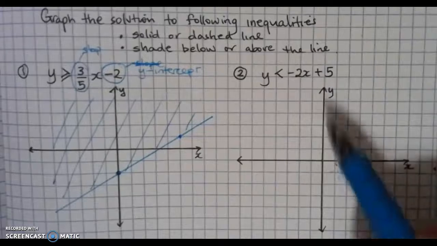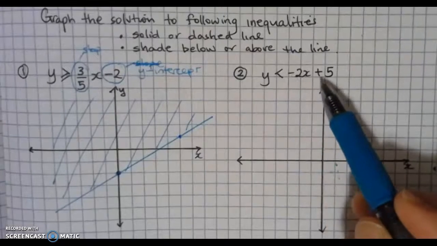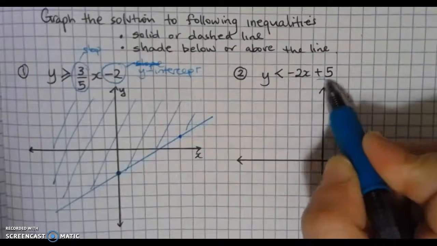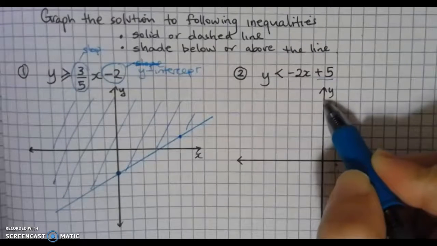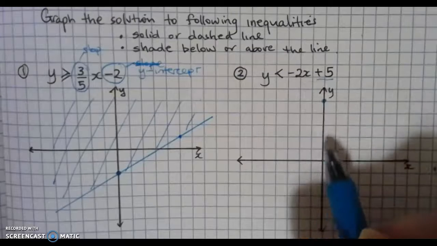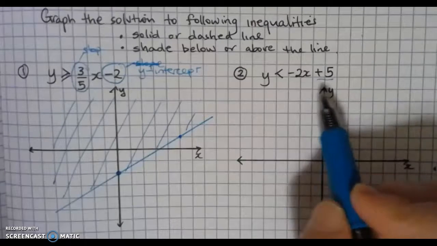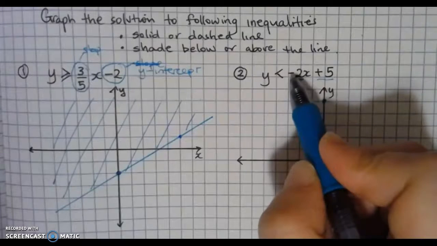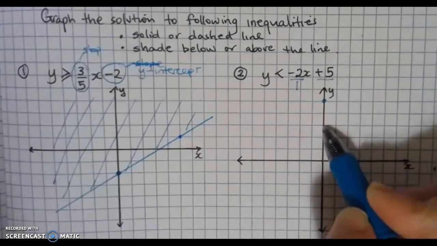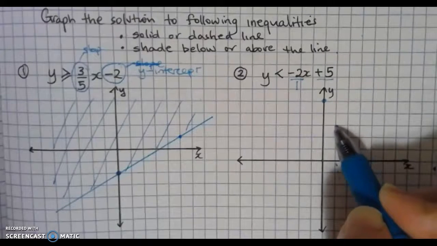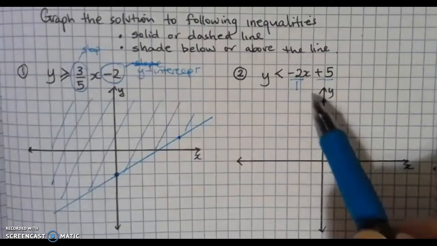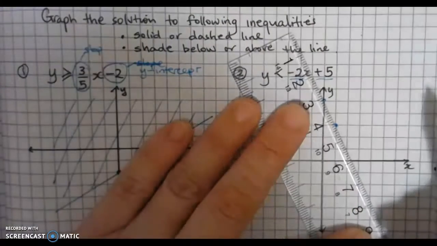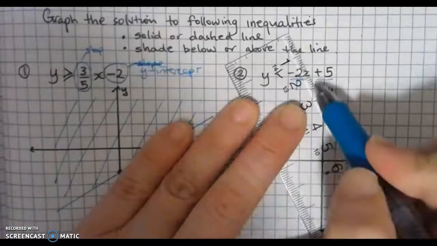Let's do the next problem. Y is less than negative 2x plus 5. Same thing. We need to find my y-intercept. Y-intercept is positive 5. 1, 2, 3, 4, 5. That's my first point. From here, the slope is negative 2 over 2. So that's same as negative 2 over 1. So that means it's going down by 2, but to the right by 1. That's my second point. Now, deciding between dashed line and solid line, this is less than, so that's going to be dashed line. So let's draw a dashed line.